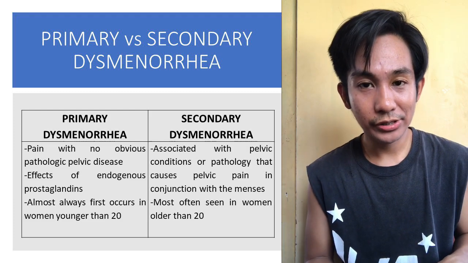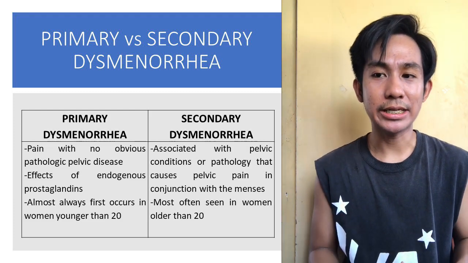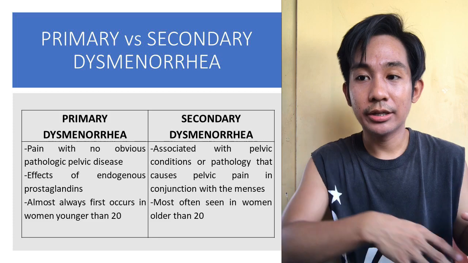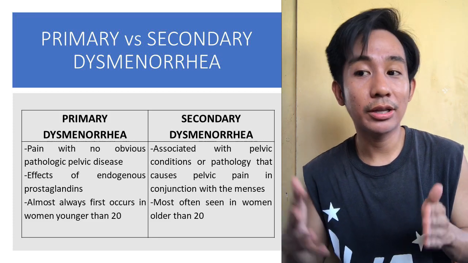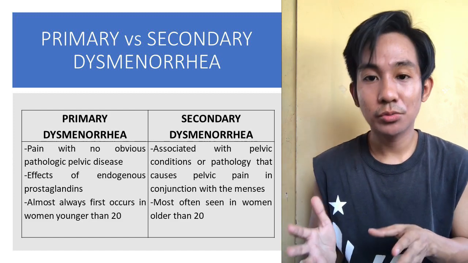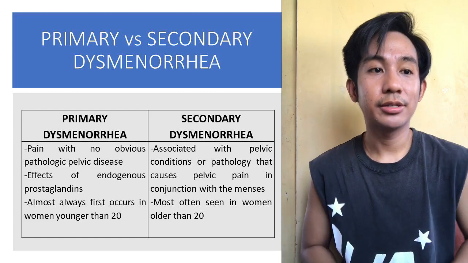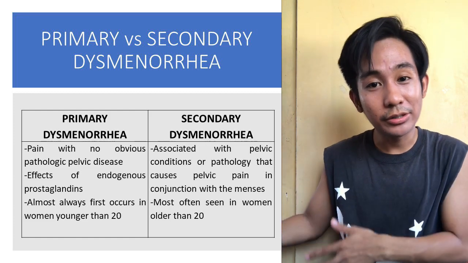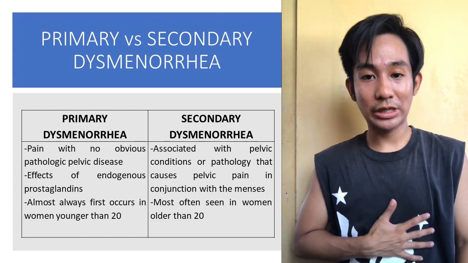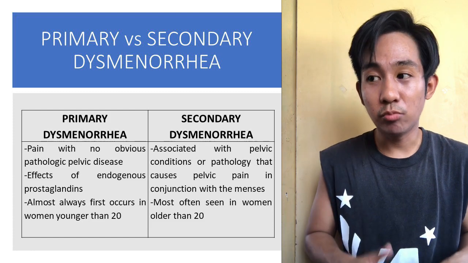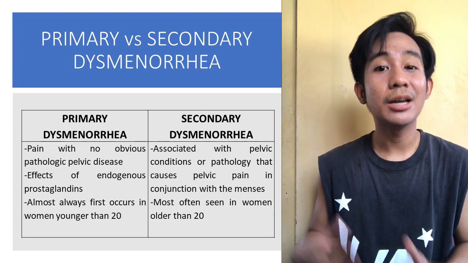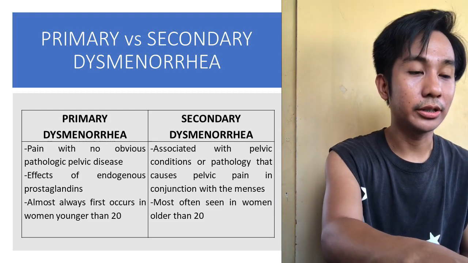And in terms of onset, most frequently, women younger than 20 years old have primary dysmenorrhea. And most frequently, although I do not say always, women older than 20 years old have secondary dysmenorrhea. They could have other pelvic diseases; in other words, the manifestations that they are presenting are brought about by, or secondary to, other diseases, which are gynecologic or non-gynecologic.